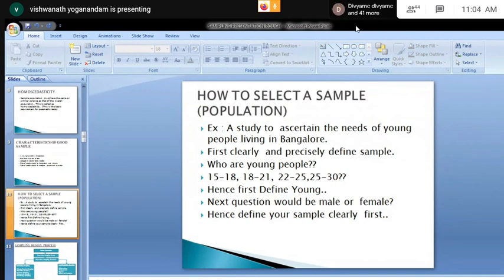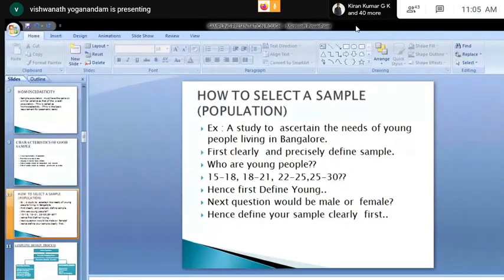First, you have to define whom you are referring to as young people, whether you mean 15 to 18, 18 to 21, 22 to 25, 25 to 30, adolescents or late 20s. So you should be very clear in defining young. You should clearly define male or female. For example, a study to ascertain the needs of young women aged between 18 to 25 living in Bangalore, that is the correct definition.